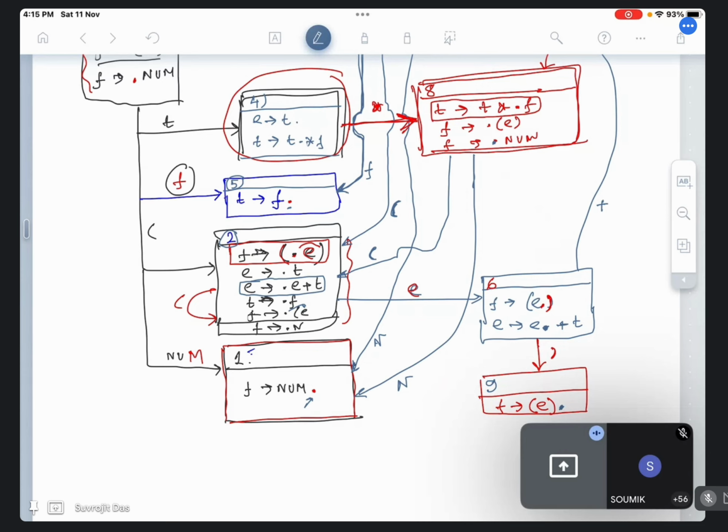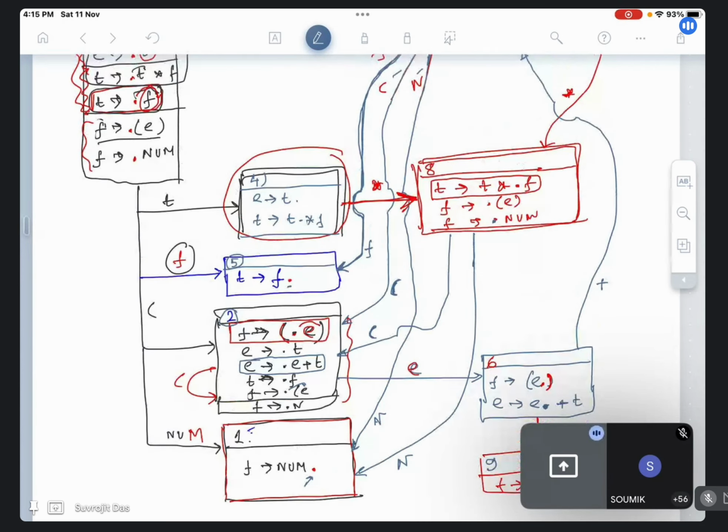Very simple. Okay. Also, there is a transition that looks like T goes to dot F, and there is another state that has T goes to F dot, right? So on a F, I must be able to move here, right? So this state must be able to go to this state on a F, right? Yes or no? Is it clear?